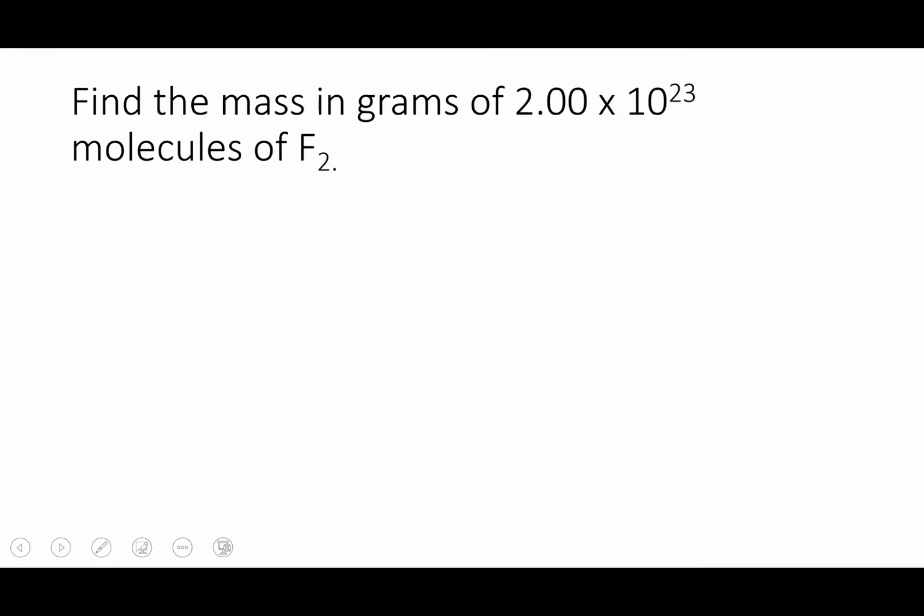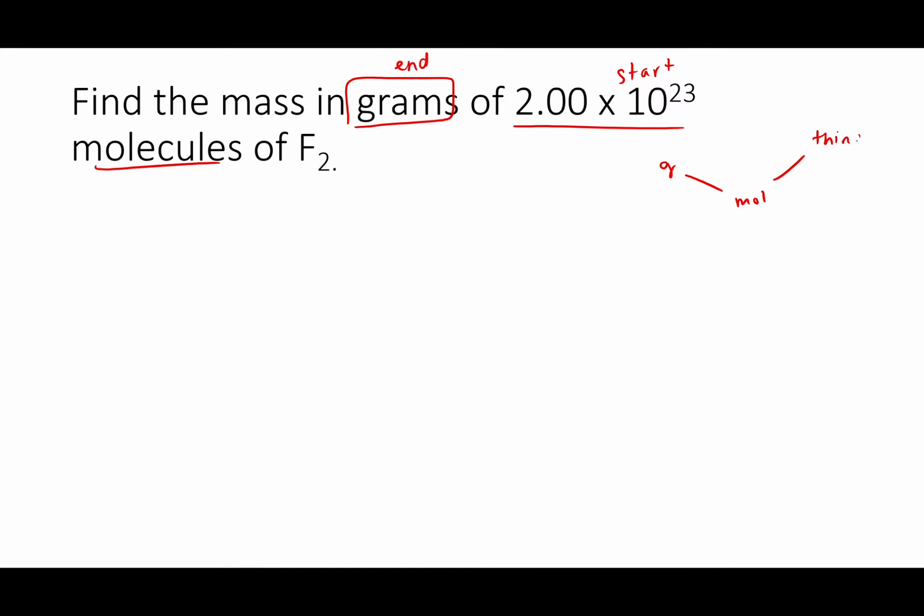Let's look at number 2. Find the mass in grams of 2 times 10 to the 23rd molecules of F2. Here's my starting place. And I'm going to end with grams. So if I look at mole island, oops, run out of room. Okay, it gave me molecules. I want grams, so I'm not going to use liter island. So I know 1 mole is equal to Avogadro's number, and 1 mole is equal to the molar mass.